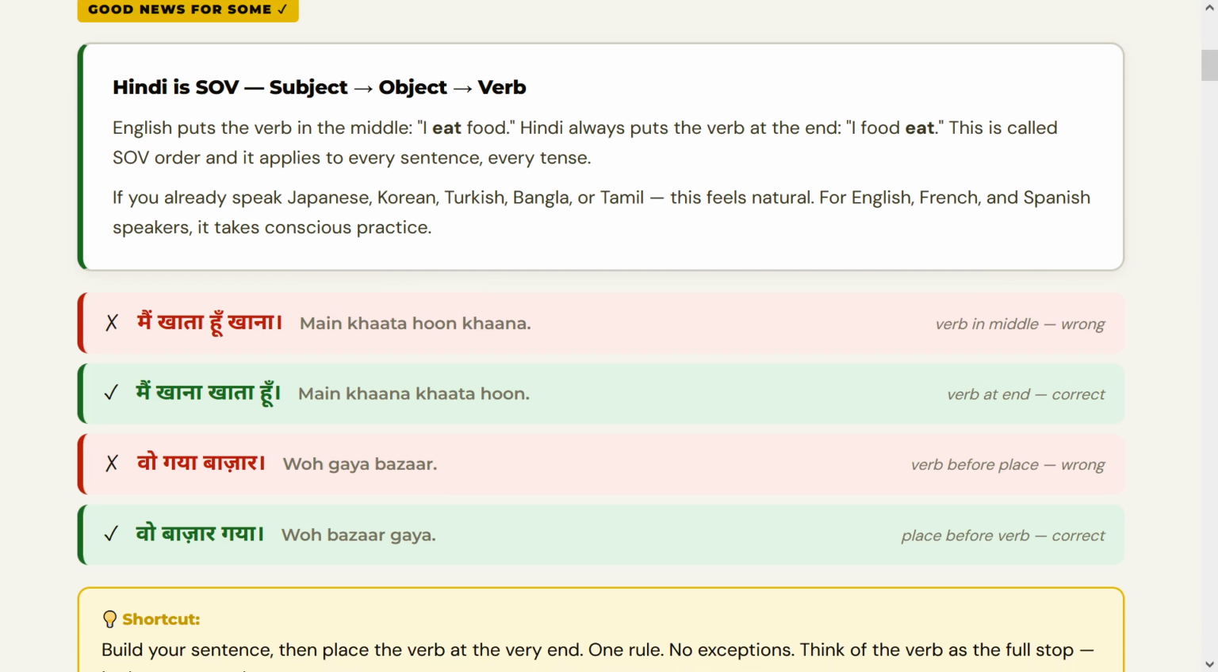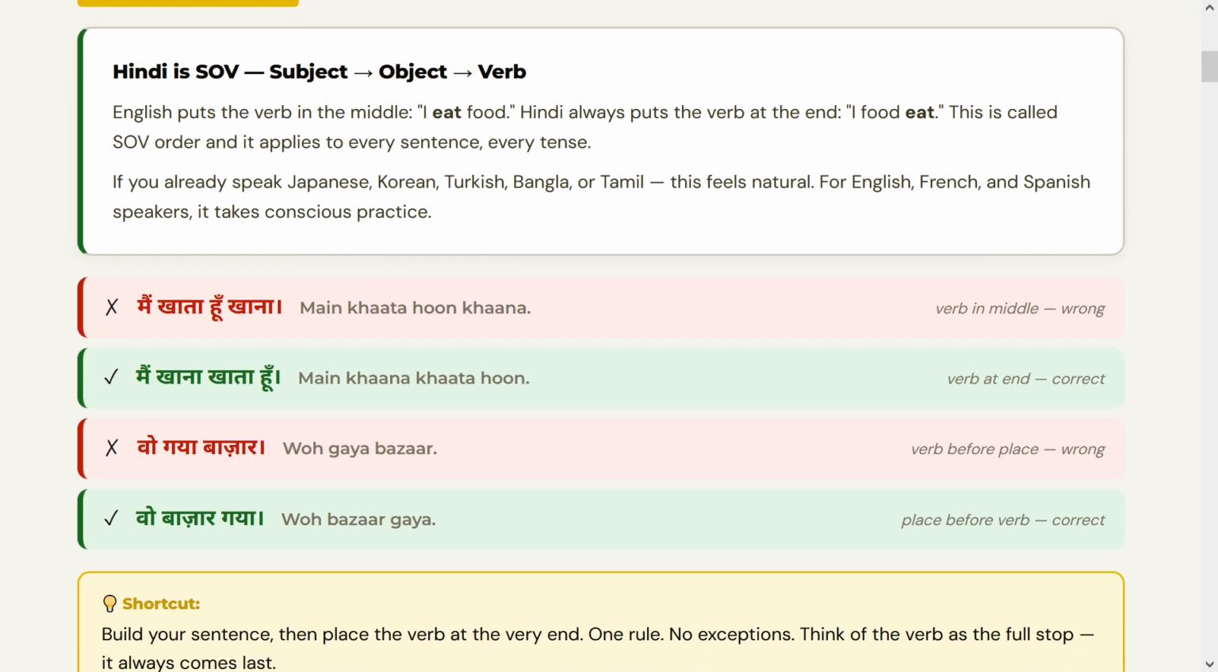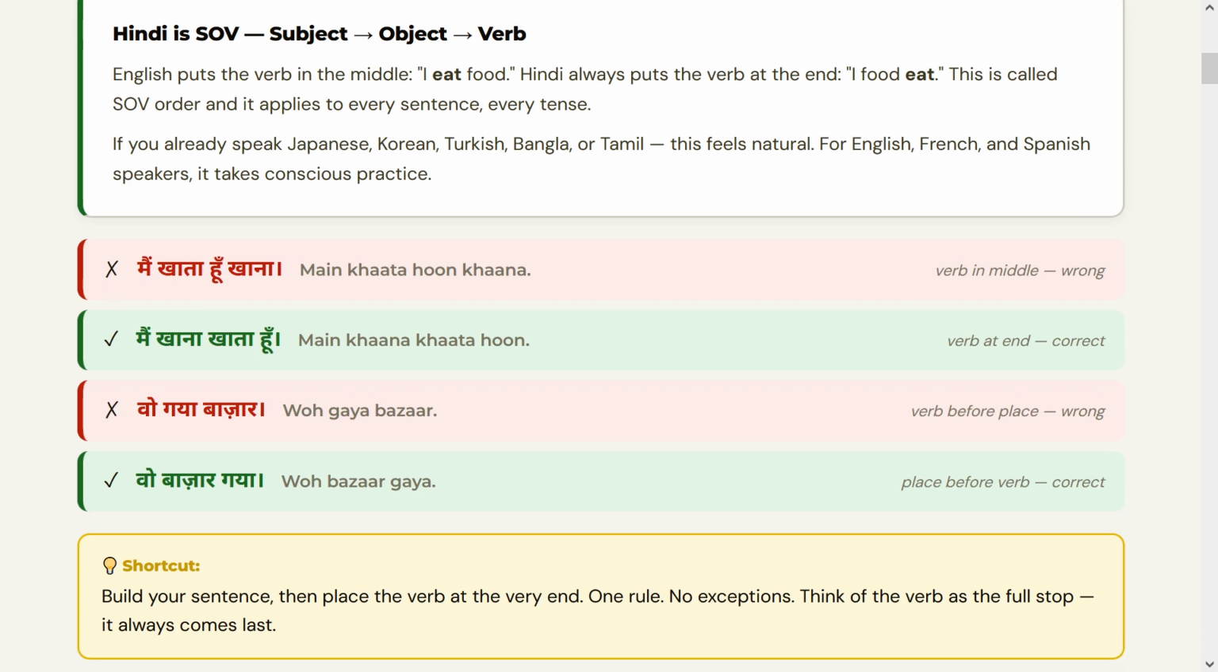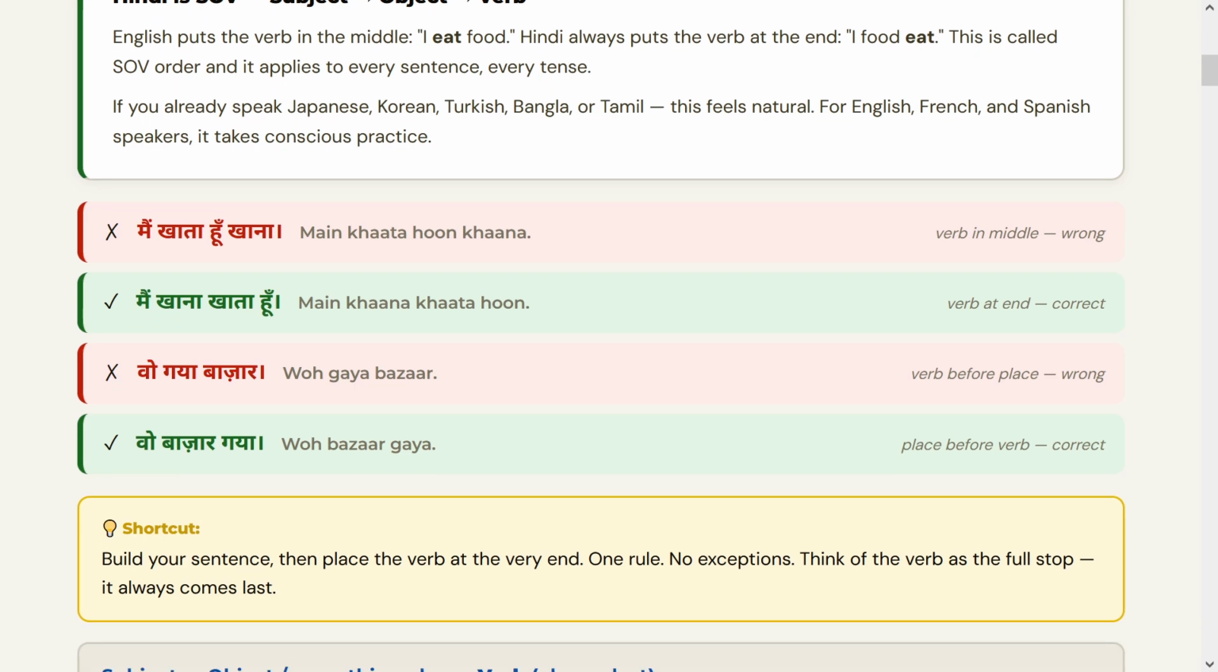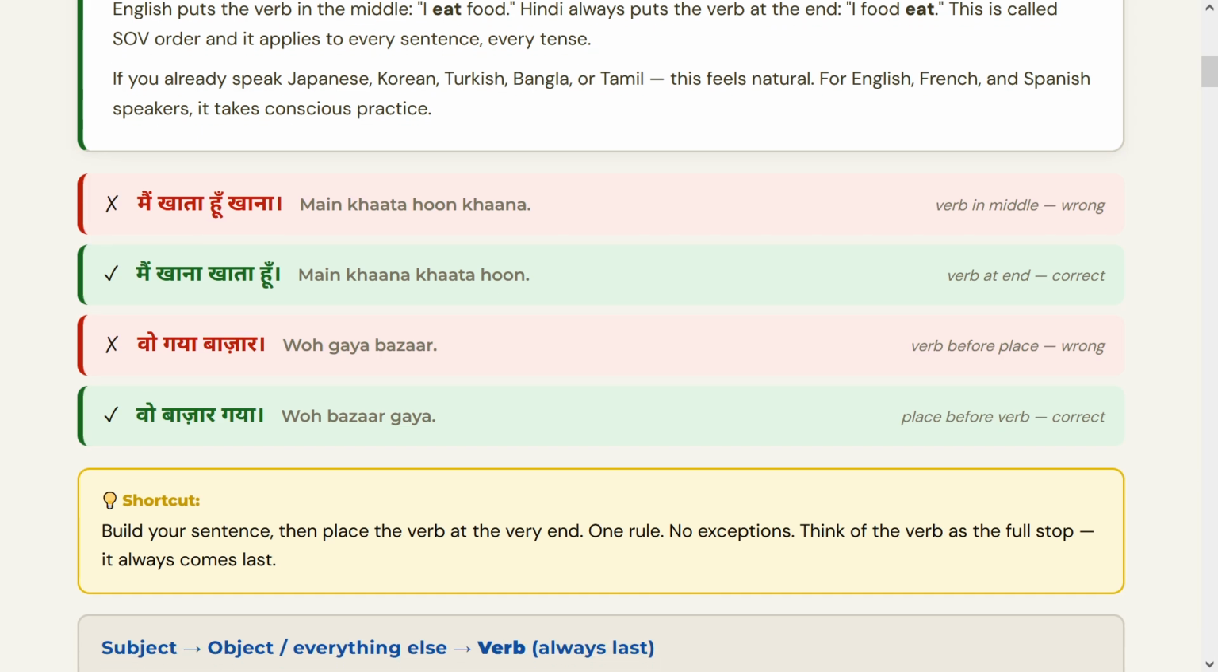On screen, you can see the wrong version. मैं खाता हूँ खाना, verb in the middle. That is English word order with Hindi words. It sounds wrong immediately. The correct version, मैं खाना खाता हूँ, I food eat, verb at the end. Second example, वो गया बाजार, wrong. वो बाजार गया, correct. Place first, verb last.